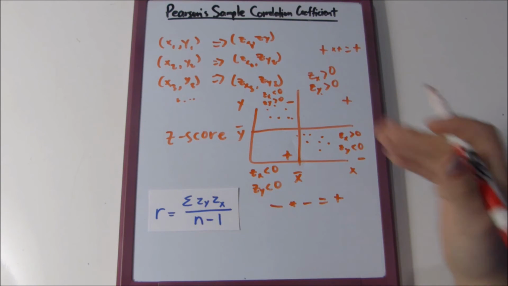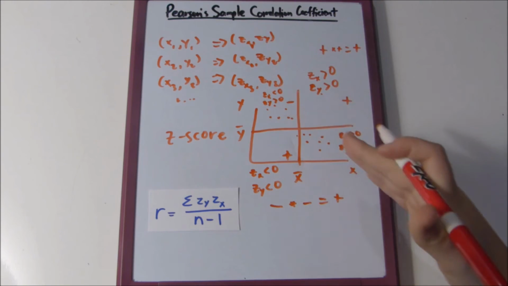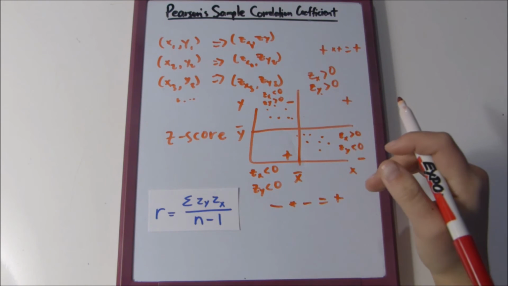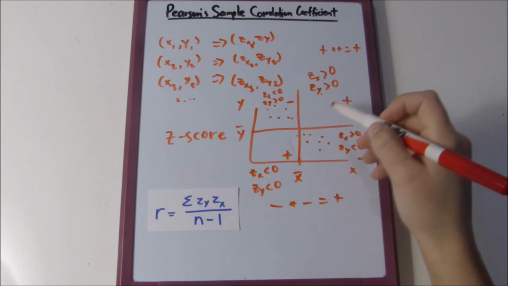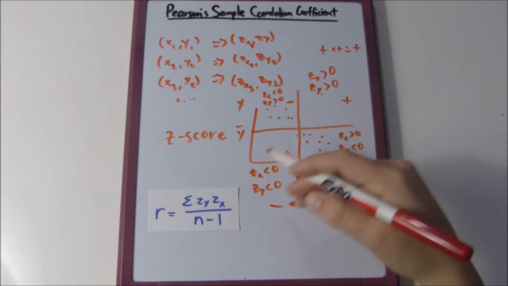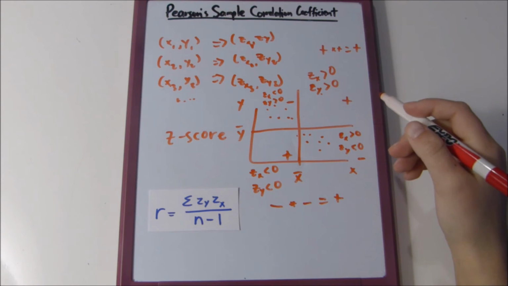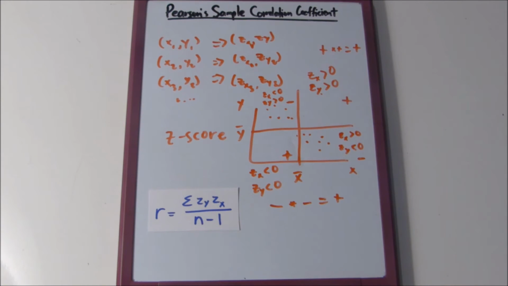So it makes sense that the trend for a downward sloping linear function would be a negative correlation coefficient, and one that's positively sloping or has a positive trend is going to have a positive sample correlation coefficient.